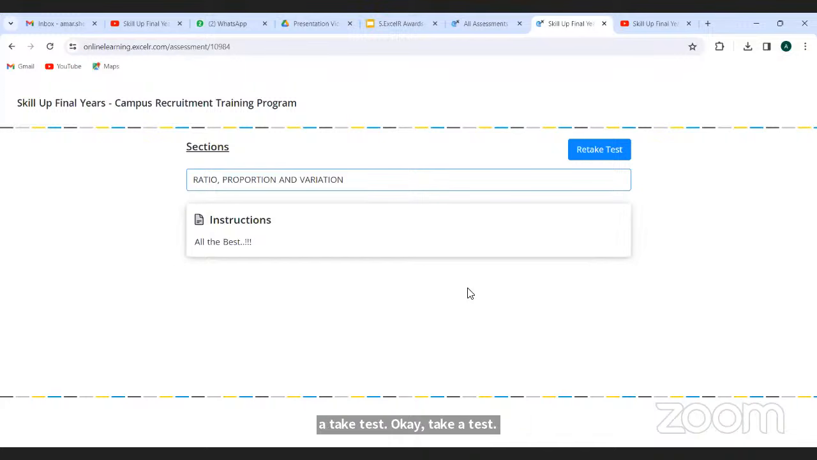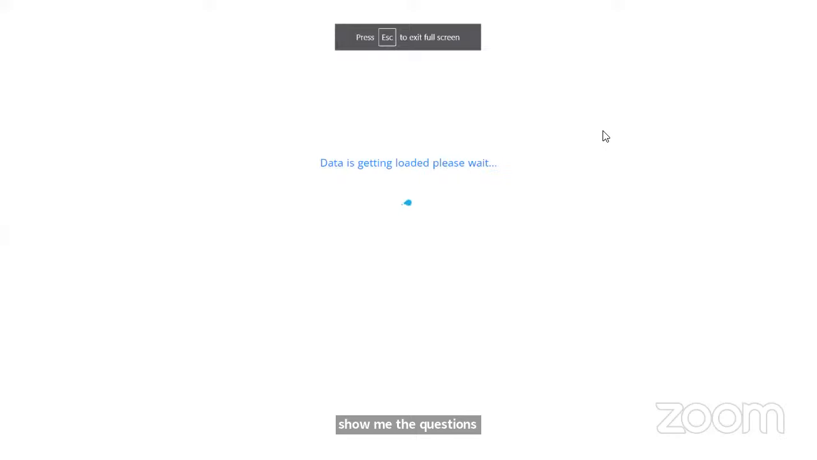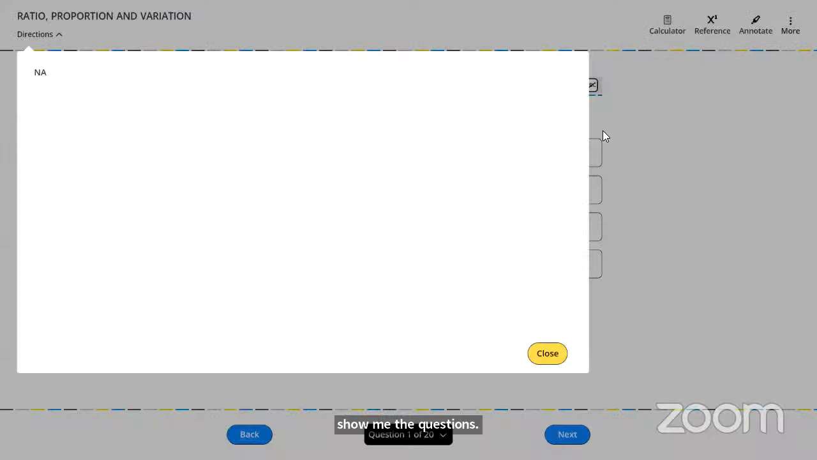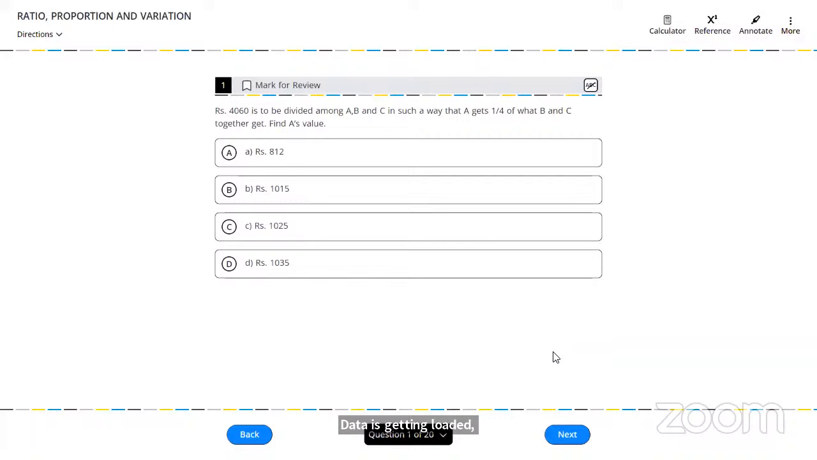Now, as we are done with ratio and proportion, and sir is going to cover variations as well, we uploaded a couple of questions. So you have to practice here. If I click on retake test, it will show me the questions. Data is getting loaded. Please wait. Now here, see, rupees 4060 is to be divided among A, B. For a question like that, you have to think what the answer will be, mark your answer, and click on next.